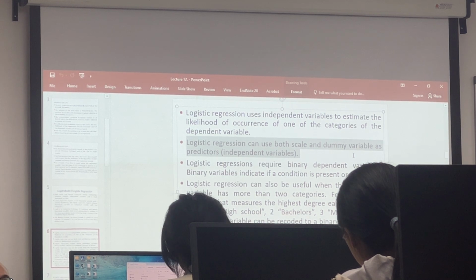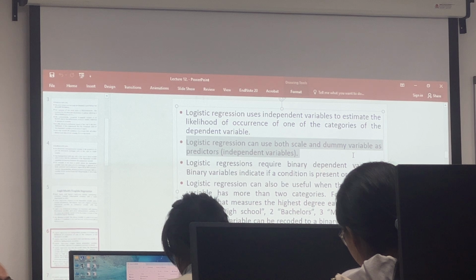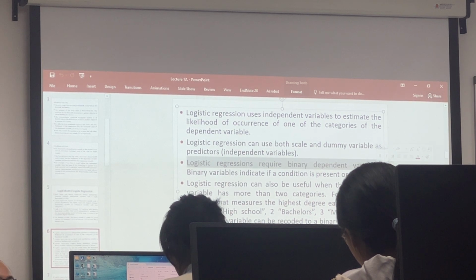So a dummy variable is a variable that we create. That's why we call it a dummy variable, because we create that variable to represent categorical things, or what we call a qualitative aspect. So logistic regression requires a binary dependent variable, with only two values, 0 and 1, for the dependent variable.